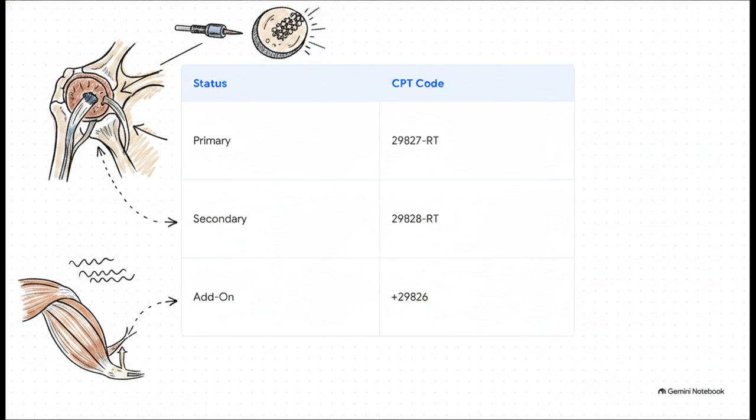Next, our secondary code is 29828 for the arthroscopic biceps tenodesis, also with the RT modifier. And finally, our add-on code is plus 29826 for the subacromial decompression. We can confidently report that one because we explicitly found the documented burr work on the bone.